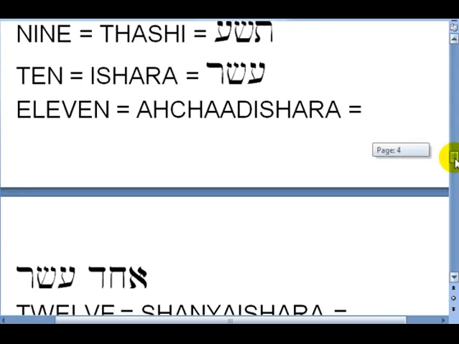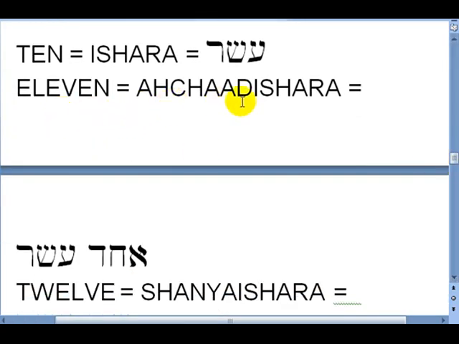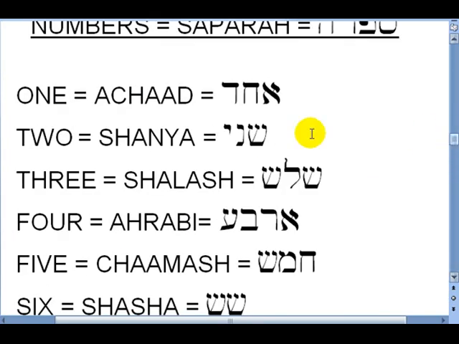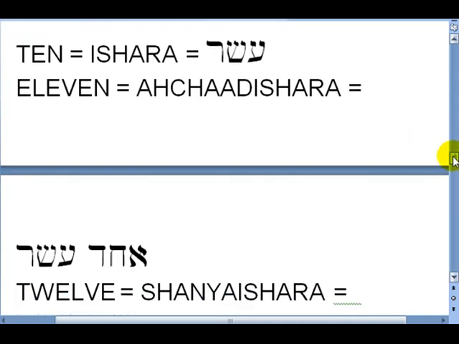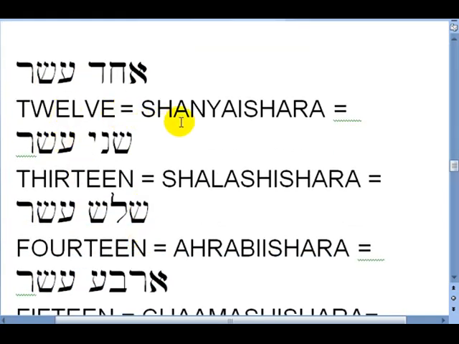Now 11 is basically akad aishara. Akad, as you see here, is 1, and aishara is 10. So 1 and 10 is what? 11. Akad aishara. Now 12, shanya aishara. 13, shalash aishara. Shalash, which is 3, aishara is 10, which is 13.